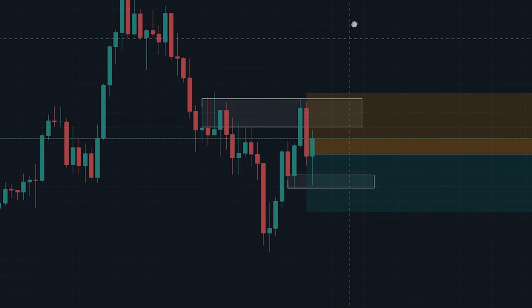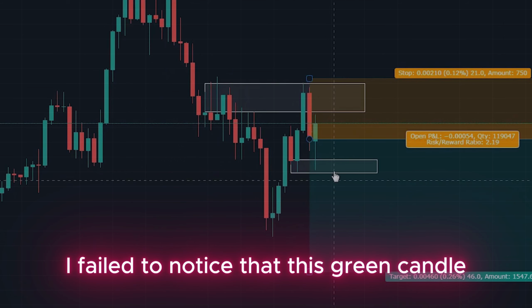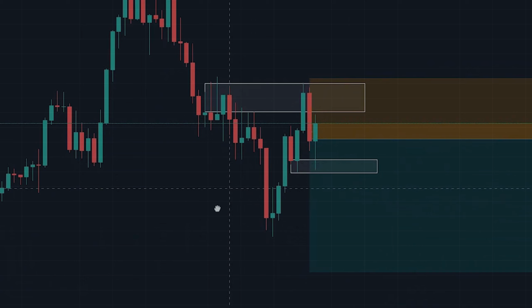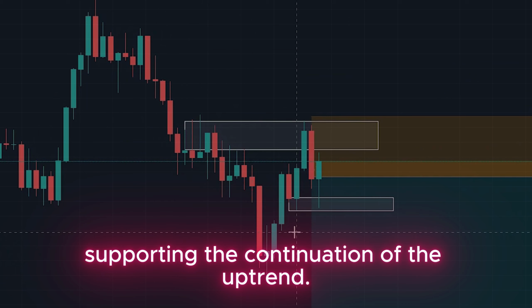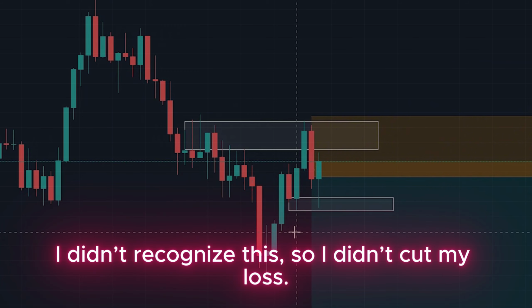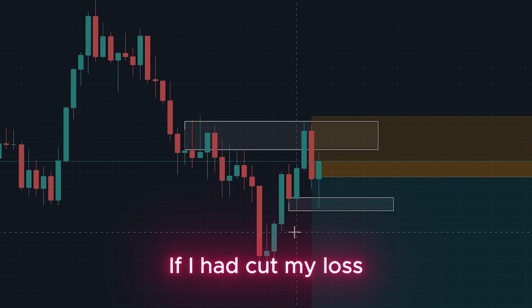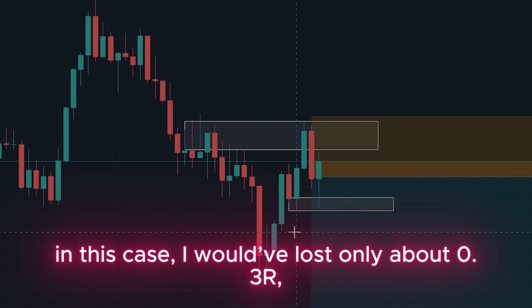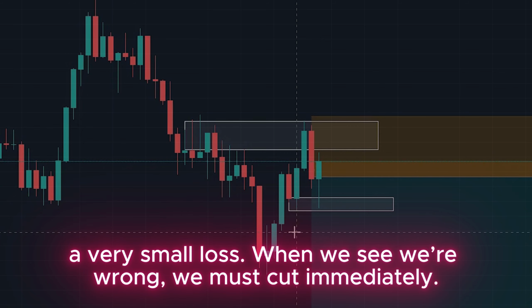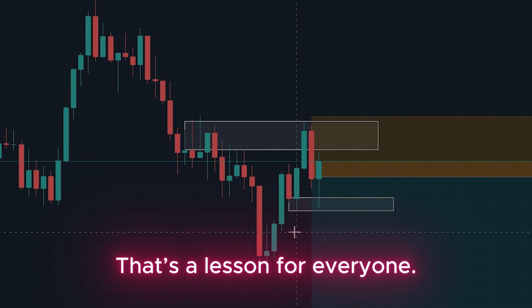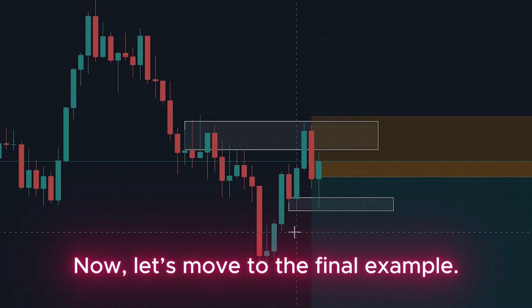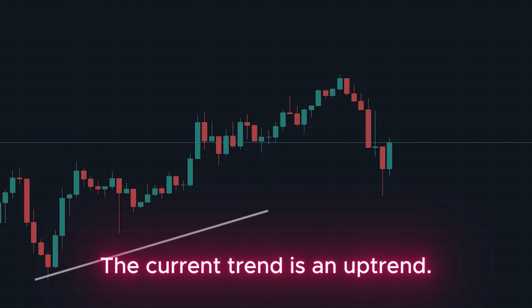Right after I sold, I failed to notice that this green candle rejected the key level perfectly, supporting the continuation of the uptrend. I didn't recognize this, so I didn't cut my loss. If I had cut my loss in this case, I would have lost only about 0.3R, a very small loss. When we see we're wrong, we must cut immediately. Don't be stubborn. That's a lesson for everyone. Now, let's move to the final example.